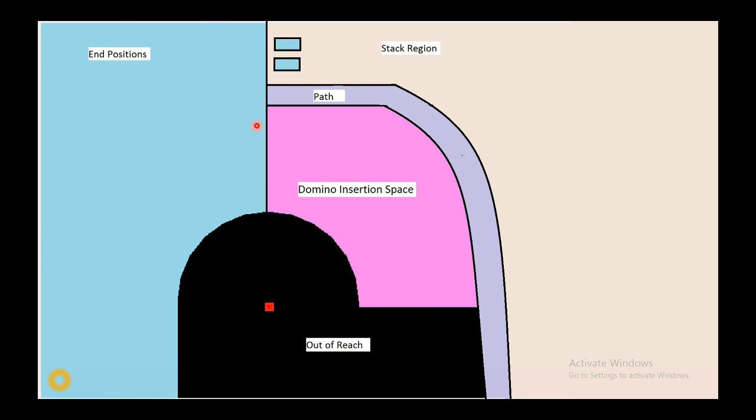If a domino being moved cannot be placed at its destination, it will be moved to the stack region, where it will remain until its final position is ready to be occupied. A path region is defined in order to allow displacement of dominoes avoiding collisions. Finally, an out-of-reach region was recognized due to physical impossibilities of the arm, also called singularities.